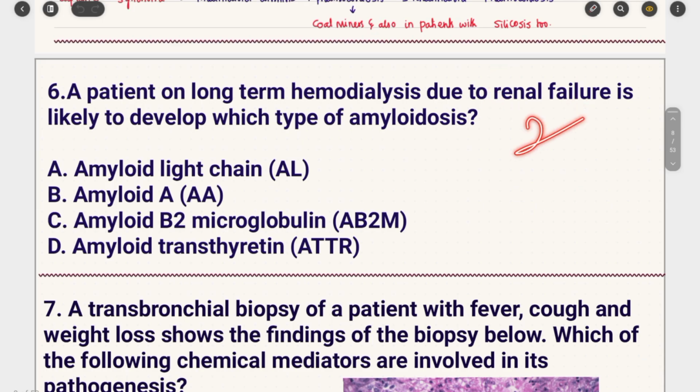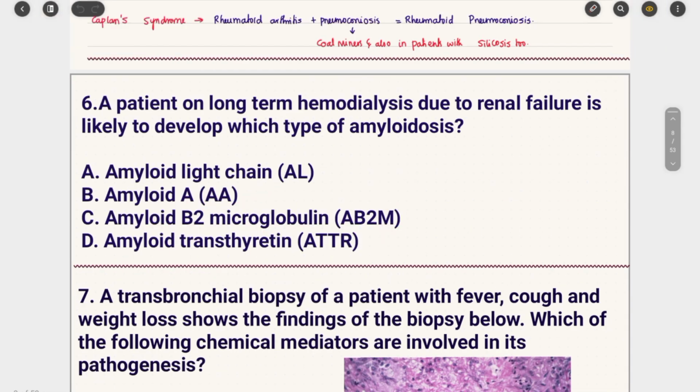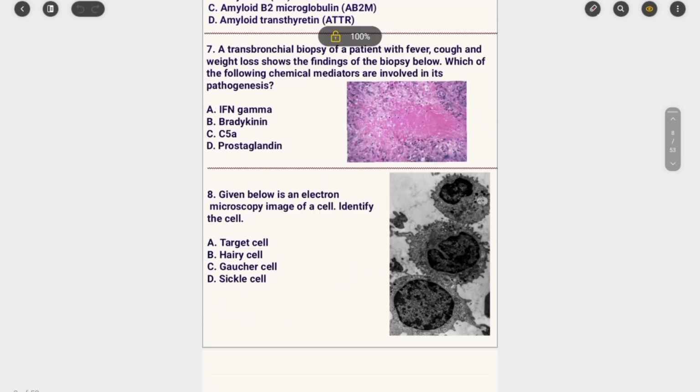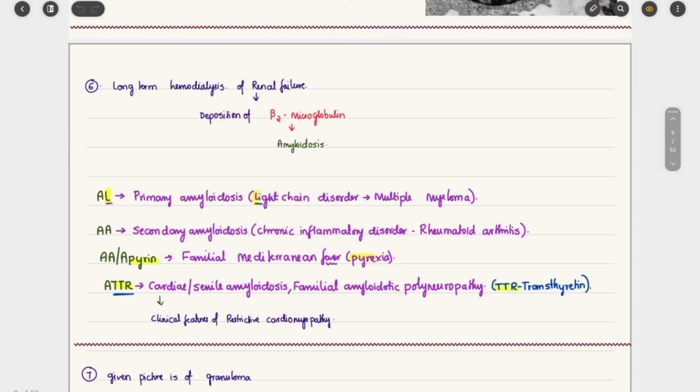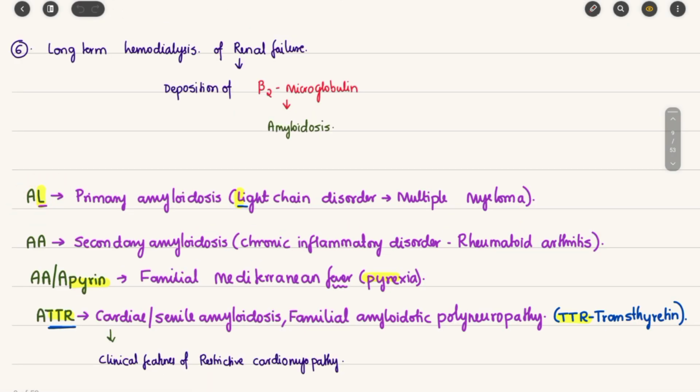2, isn't it? So write this is kidney and write 2. And what is that? Beta 2 microglobulin. Amyloid beta 2 microglobulin. So easy, right? So chronic hemodialysis and renal problems, you can remember beta 2 microglobulin. L for light chain, which is the primary amyloidosis.